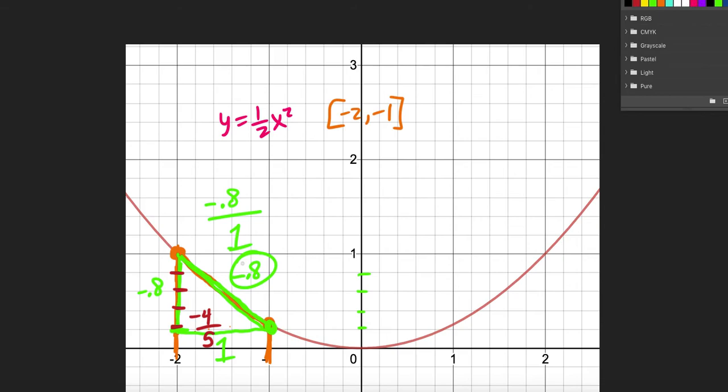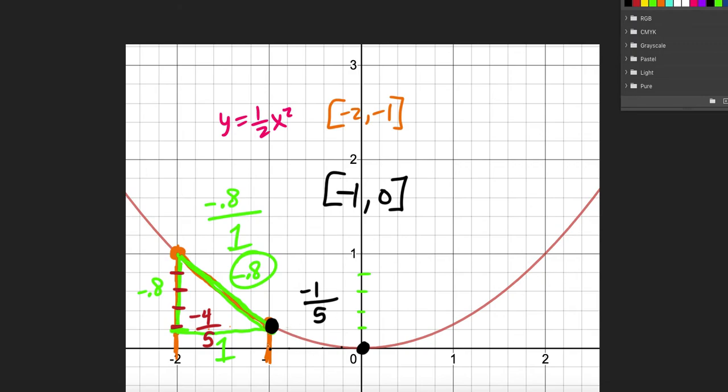So this time we're going to look at the interval from -1 to 0. So we're at -1, we're at 0. Once again, we put a dot at -1, a dot at 0, and we're going to find the rise over run from here to here. So we drop down 1, so that's a -1. We run 1, 2, 3, 4, 5, and that's 5, so -1/5.